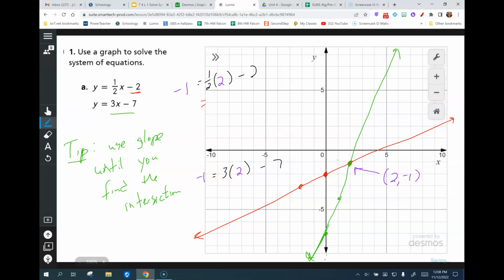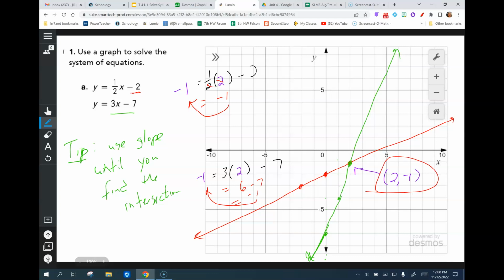I want the right side to be -1. So 1/2 times 2 is 1, and 1 minus 2 gives me -1. Yay, that one works. Then for this one I have 6 minus 7, which is -1. That one works. So not only did we graph it, we also checked to see if it worked. We plugged it in. Yay.